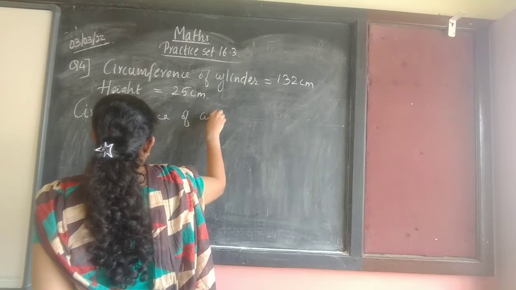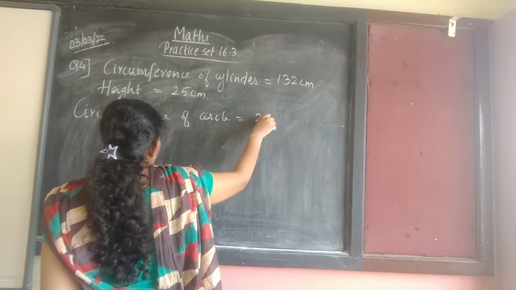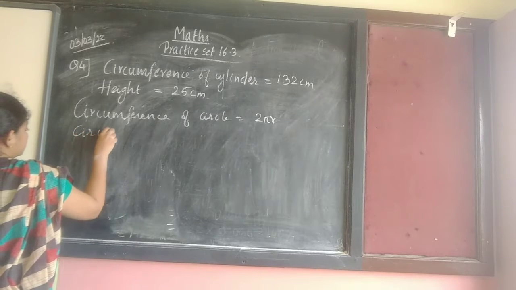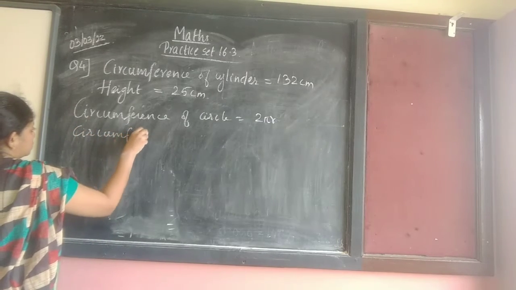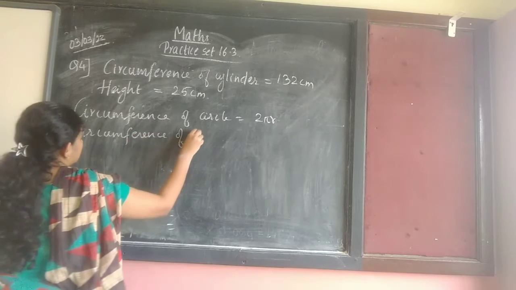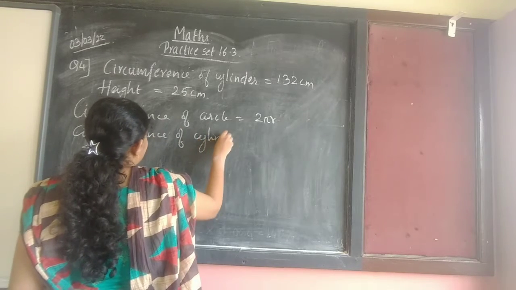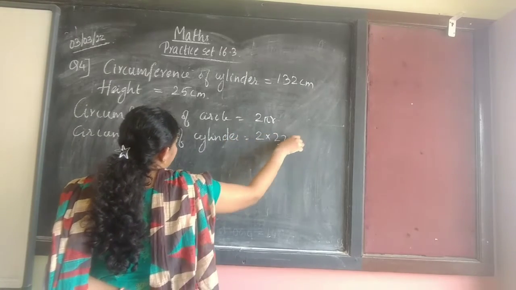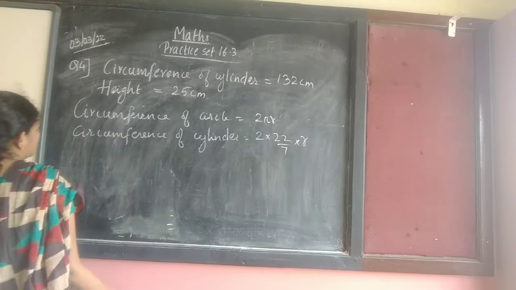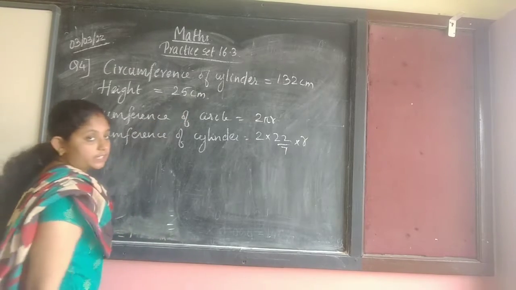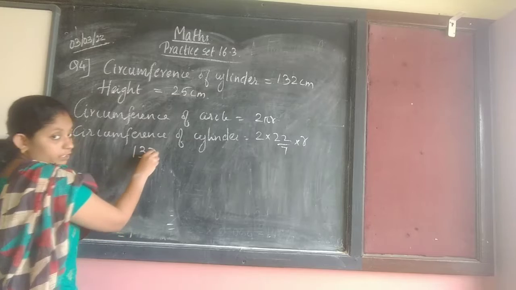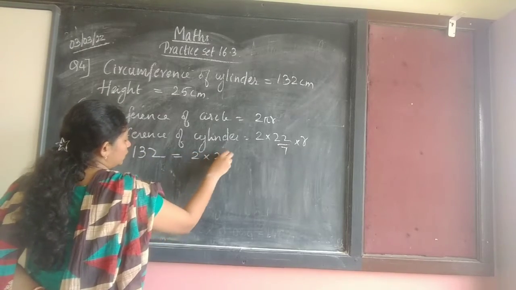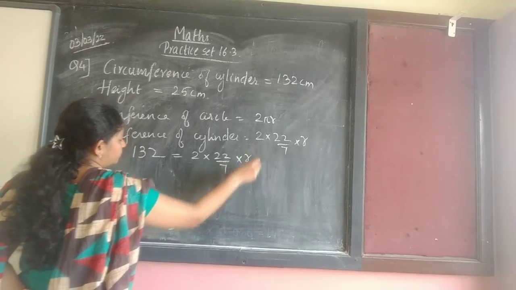Circumference of circle, we know it is 2 pi r. Circumference of cylinder is the same. Circumference of cylinder will be 2 into 22 upon 7 into r. Circumference of cylinder given in the question is 132. So 2 into 22 upon 7 into r.